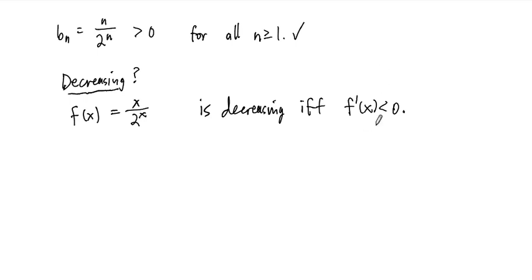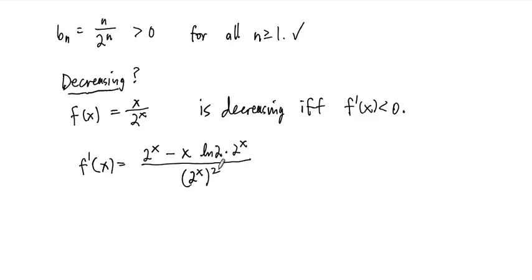So we can use calculus to help us compute this. So let's do it, right? This is a quotient, so we need the quotient rule to compute the derivative. Remember, the quotient rule is bottom times derivative of the top minus the top times the derivative of the bottom. And the derivative of 2 to the x is the natural log of 2 times 2 to the x. And then this whole thing is divided by the denominator squared.